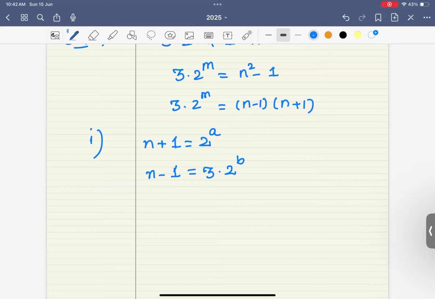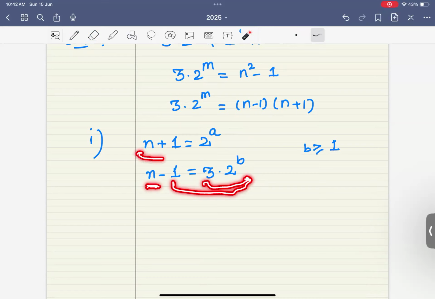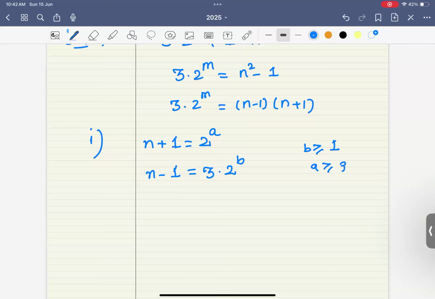What I get is that since n minus 1 is even, b is greater than or equal to 1 at least. And since b is greater than or equal to 1, which means that this is at least 6, that tells you that n is at least 7. That tells you that this number is at least 8, so it tells you that a is greater than or equal to 3, right? So that makes sense.